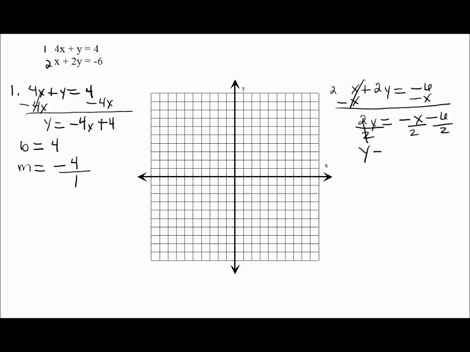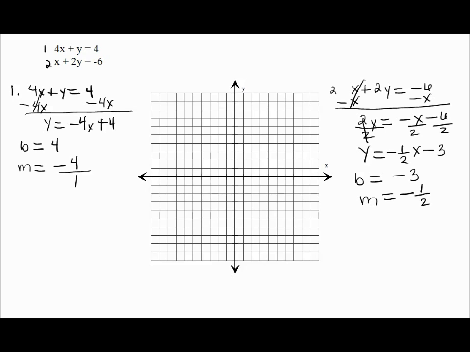Okay, that leaves me with, now negative x over 2 is the same as a negative 1/2 x, and negative 6 over 2 is negative 3. So my final equation is y equals a negative 1/2 x minus 3. My y-intercept in this case is negative 3, and my slope is a negative 1/2, negative 1 over 2. Okay, so now I'm ready to graph.